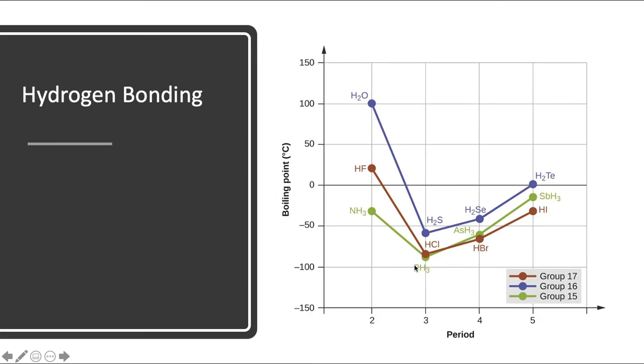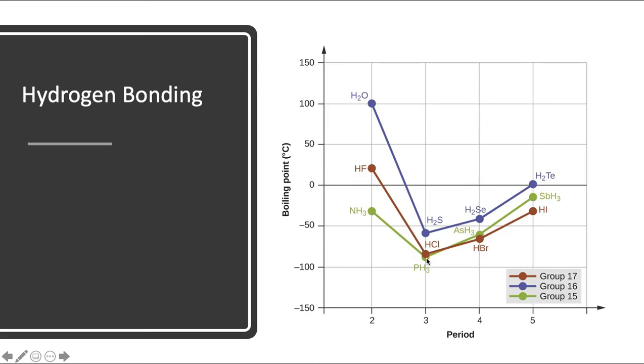And if you go to group 15, the next group, we see that phosphorus has a boiling point that is lower than arsenic, and that's lower than antimony.